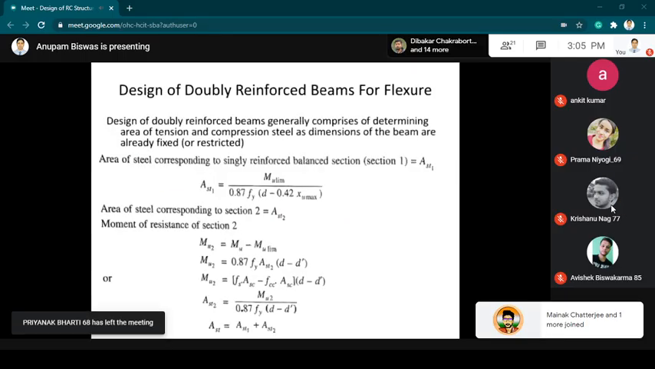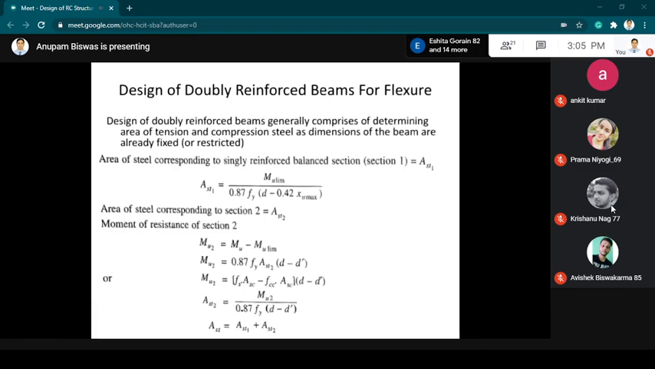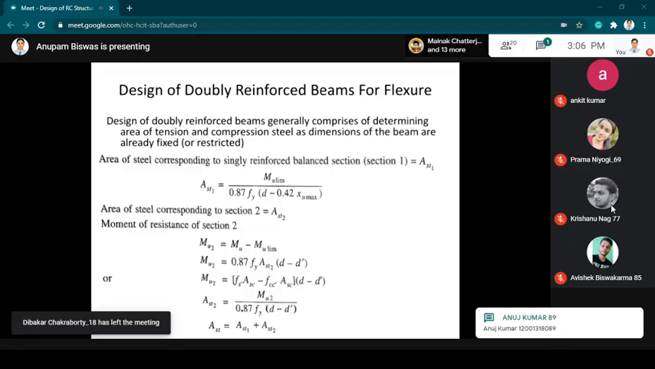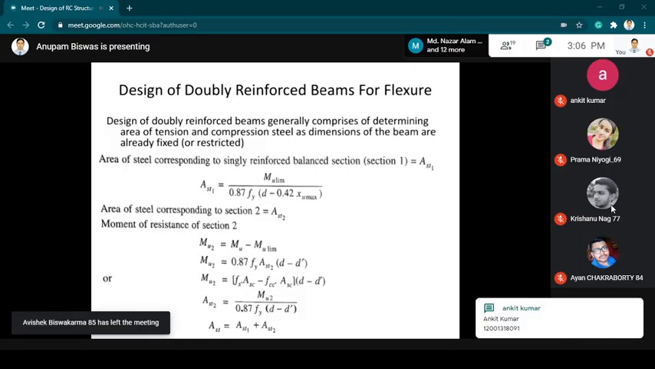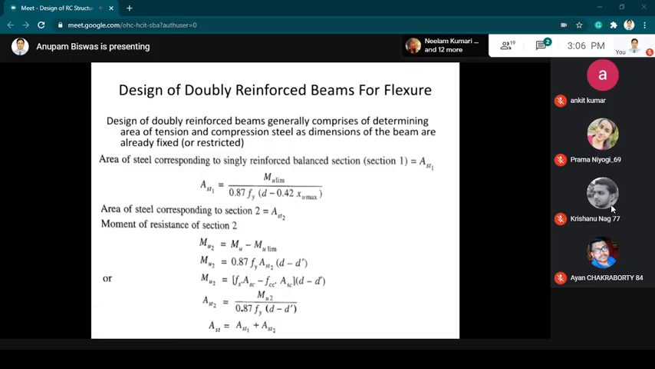So for the design for flexure, we have to consider sufficient reinforcement provided to resist the flexure that is present in the tension zone. And since it is a doubly reinforced beam, for the compression zone also we have to consider. So for this, we have to maintain a particular reinforcement area in the tension zone as well as in the compression zone, and that area has to be restricted.